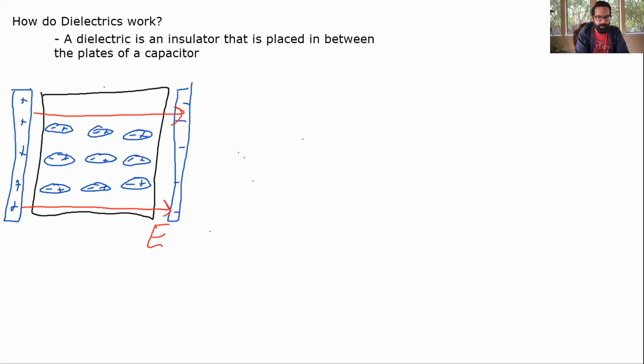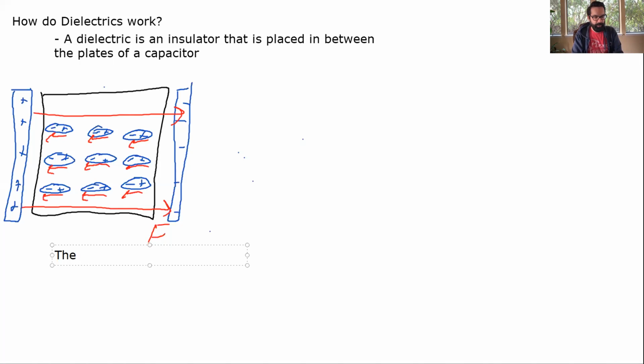You do start to get these polarizations there with the electric field going this way. Okay, so this is the electric field inside these dipoles. So those electric fields are going to diminish the electric field from the capacitors. Okay, so let me write that up here.